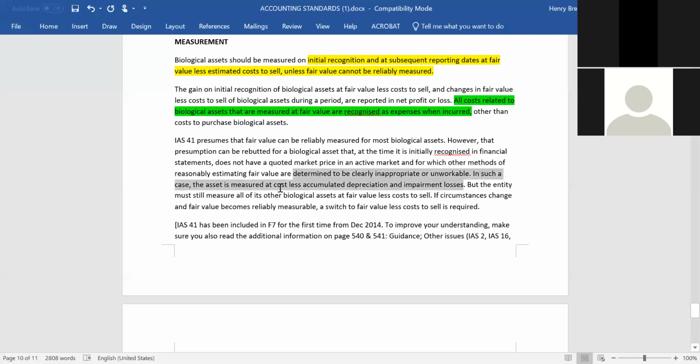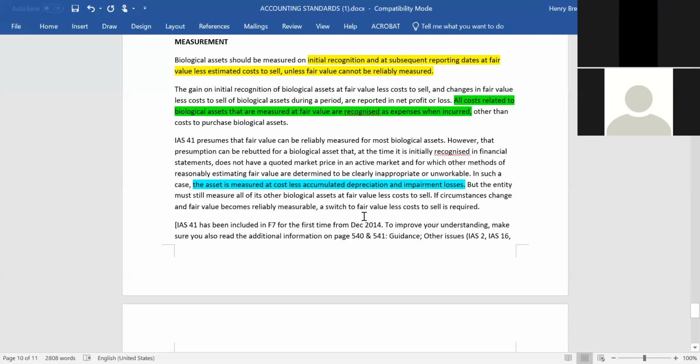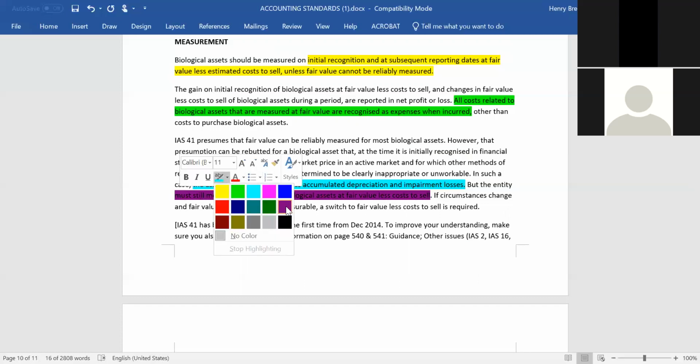So we are trying to say that we have an accounting standard called IFRS 13 in terms of fair valuation. It shows us how to determine fair value of such an asset. But if it is not possible that we can use the fair value method, then IAS 41 is saying that we can measure it at cost less accumulated depreciation and impairment losses, just as in the case of property, plant, and equipment. But in that case, the entity must still measure all of its other biological assets at fair value less cost to sell. So this is really an important condition for students to look at. So we really have to master this. Let's try to master this.